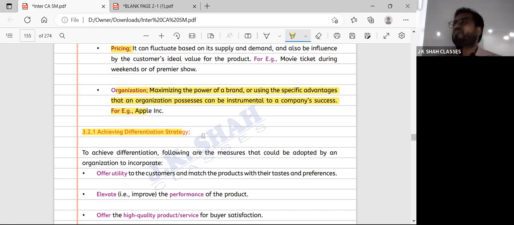Third point, offer high quality products and services. What do you mean by offer high quality products and services? The customer is paying more. If they are paying more, give them a good quality product and good services. All premium cars get good road assistance. What do you mean by road assistance?